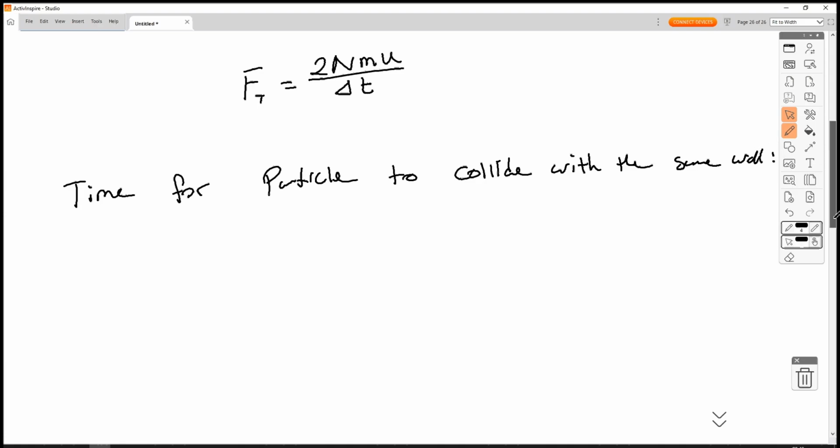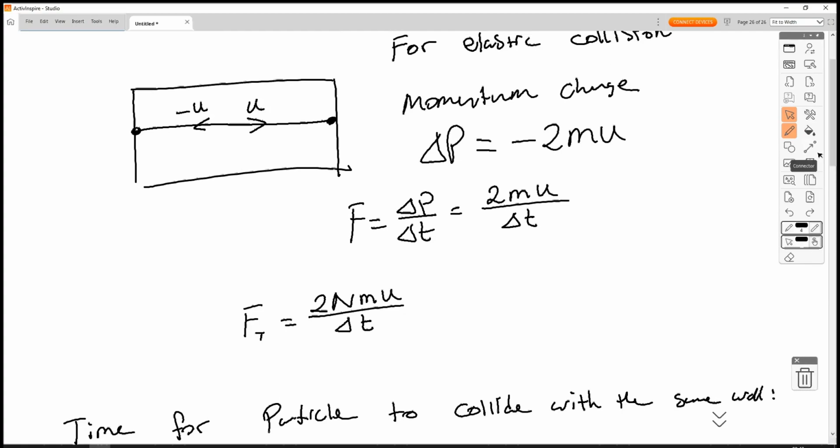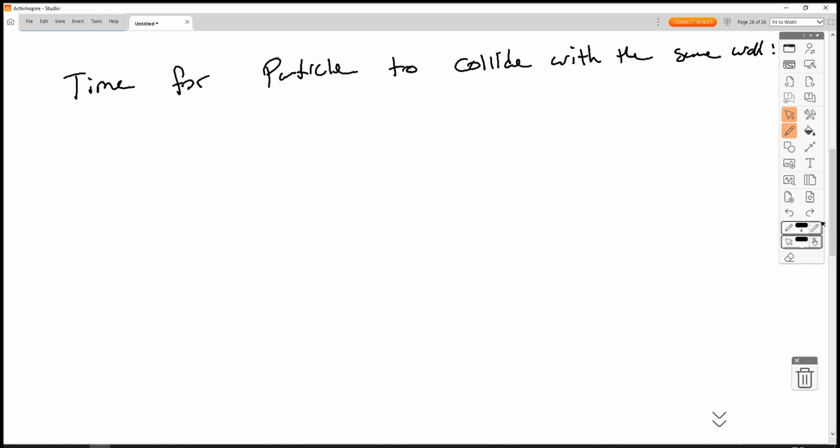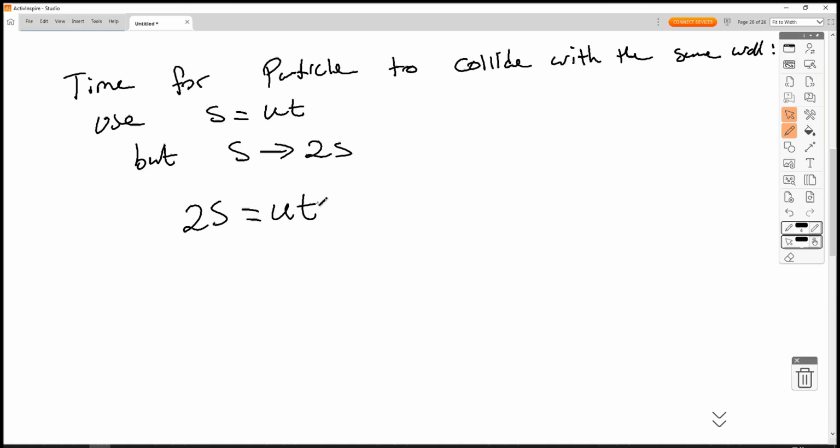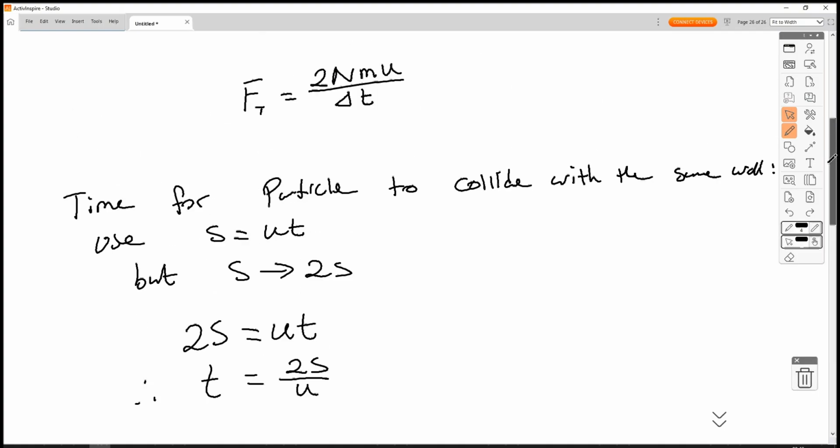So in order to do this, we have to think about the distance that it travels. If that distance is defined as s, then for a particle to strike one wall, strike the second wall and come back again, it does a distance of 2s. So we use s equals ut, but we use 2s. So 2s equals ut, therefore t equals 2s over u. And then we can substitute that back into the above equation.